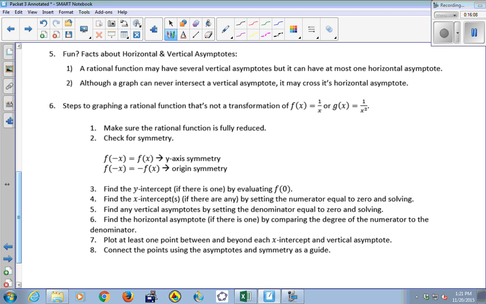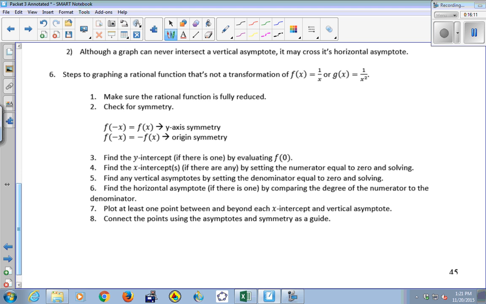So here are some steps to how to graph a rational function if it's not a transformation of 1 over x or 1 over x squared. Because if it's a transformation of one of those two, you can just move the parent around as needed. But if it's not, follow these steps. Reduce it fully. You can check for symmetry, because if it has some symmetry, you only have to graph half of it, and then you can just copy the other half. Find the y-intercept, find the x-intercepts, find vertical asymptotes, find horizontal asymptotes. Plot at least one point between and beyond each x-intercept and vertical asymptote. And then connect all your points using your asymptotes and the symmetry as a guide.